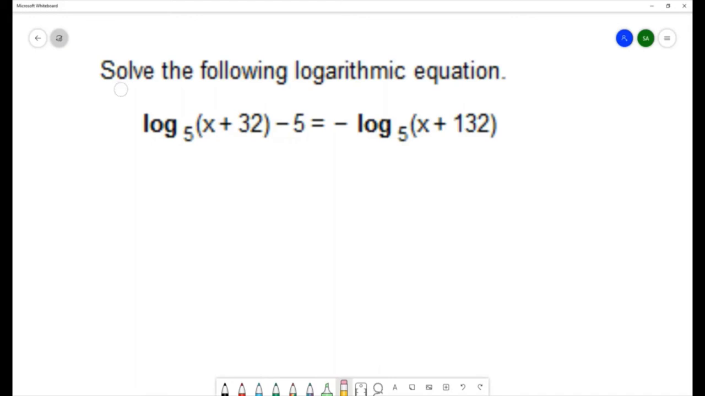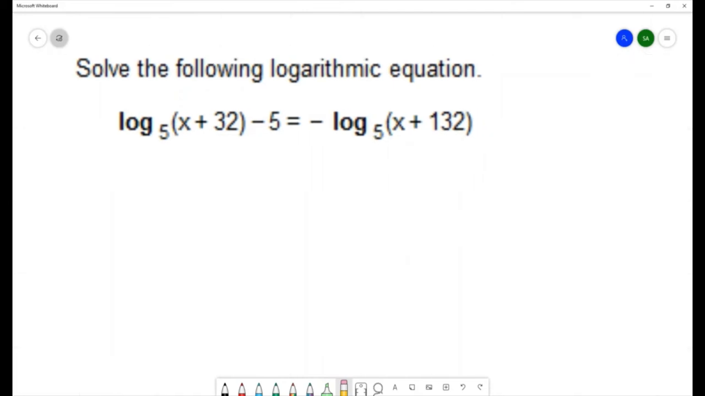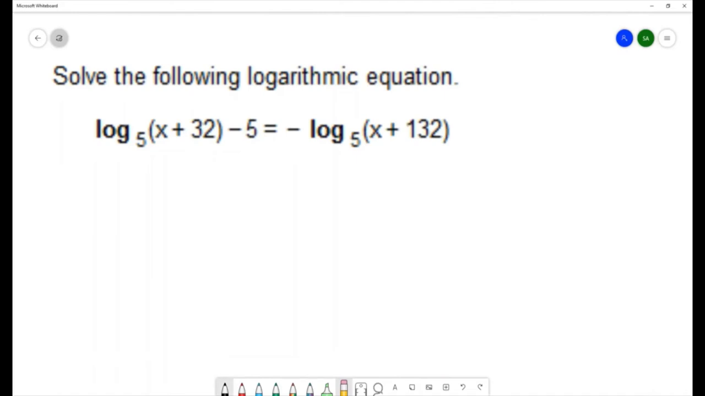On this question, we want to solve the logarithmic equation. Our logarithmic equation is log base 5 of (x plus 32) minus 5 equals negative log base 5 of (x plus 132). Now, I have two main strategies that I use for solving logarithmic equations.